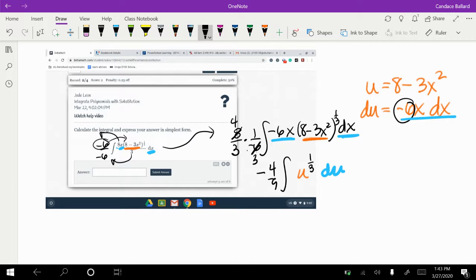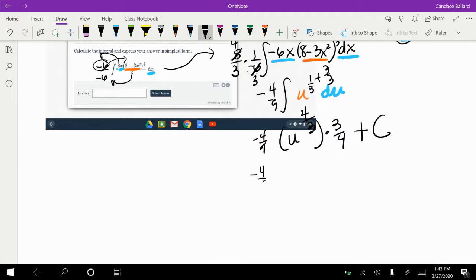All right, and now we're just going to go ahead and integrate what we've got. So we've got -4/9. And then remember, we add 1 to our exponent. So you get u to the 4/3 power. And then we divide by the new exponent, or we multiply by its reciprocal, which would be 3/4, plus c. Normally I would have put that in the front. So if I did put that in the front, it would look like -4/9 times 3/4 u to the 4/3 plus c. And you'll notice that we can cancel those 4s. 3 goes into 9 3 times, so it looks like I'm left with -1/3.